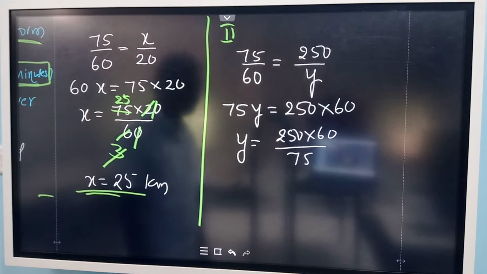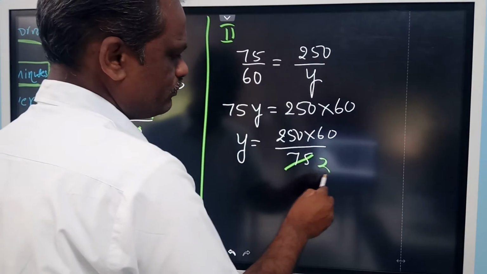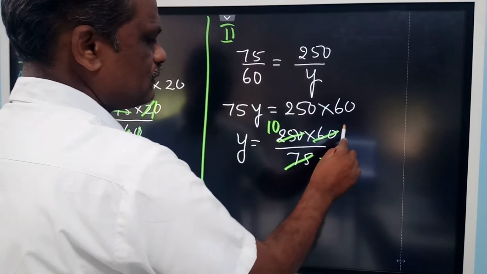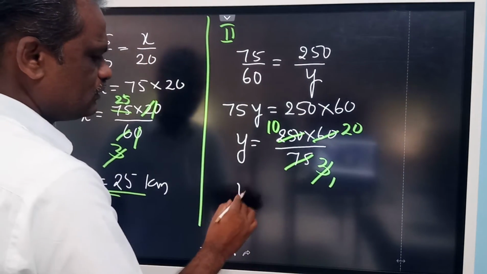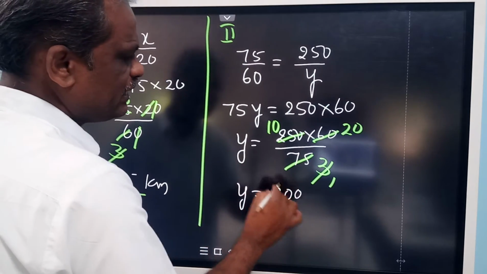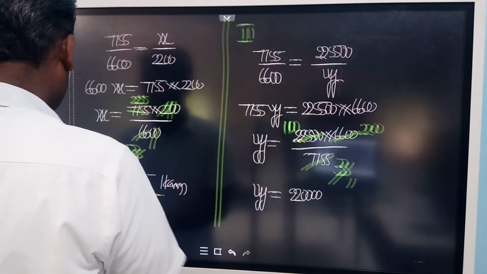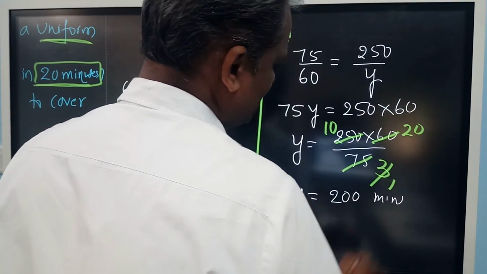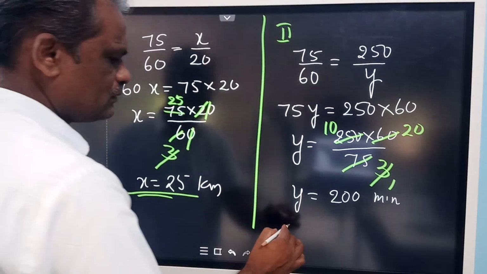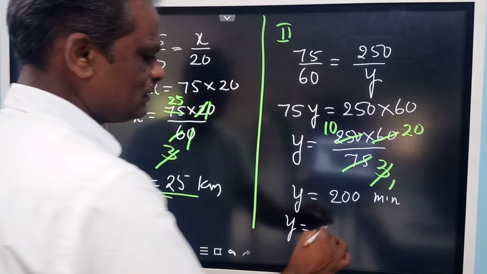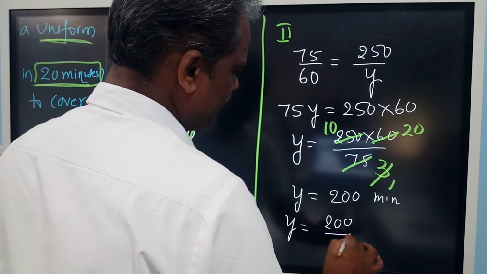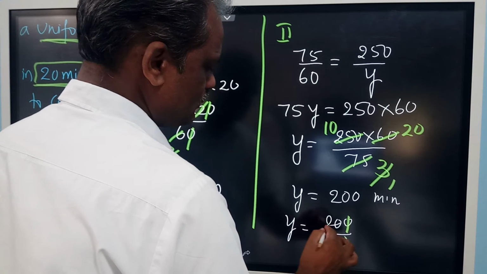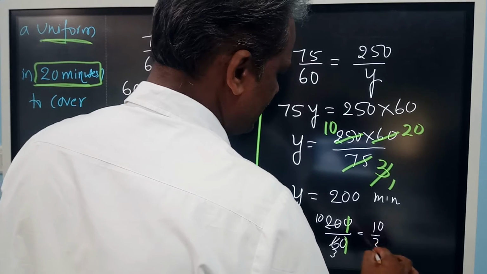Simplify this now. y is equal to 200. Time is 200 minutes. So you can convert this into hours: 200 by 60. The zeros cancel, so 20 by 6, which is 10 by 3 hours.